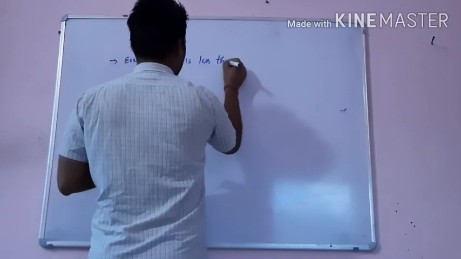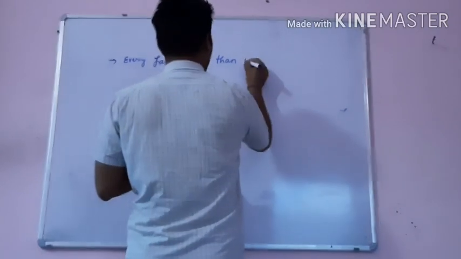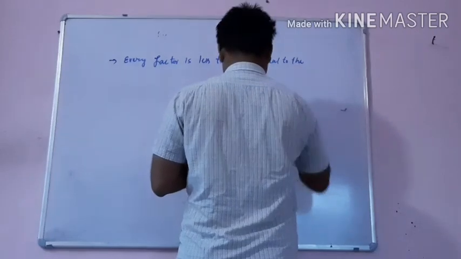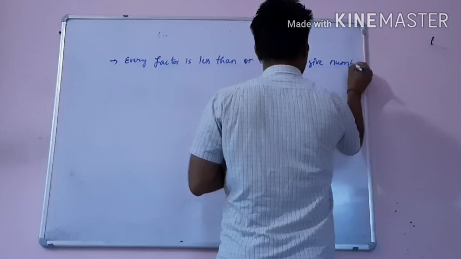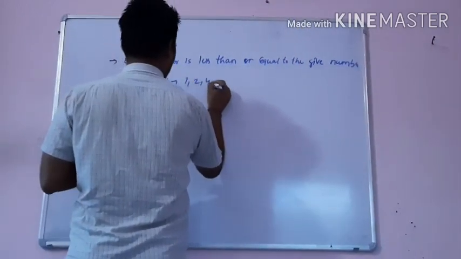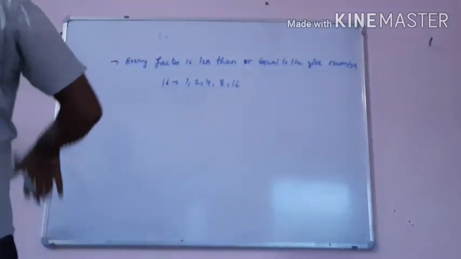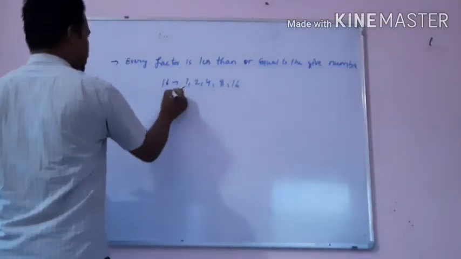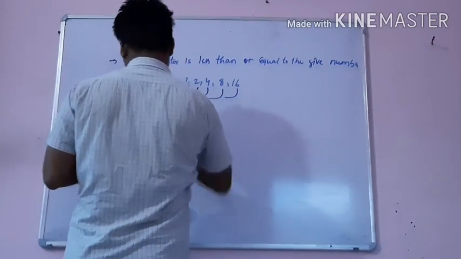Every factor is less than or equal to the given number. We have seen just now the factors of 16, that is 1, 2, 4, 8, 16. So the meaning of this statement is that the factor will be equal to or less than the number. So see, 1 is less than 16, 2 is less than 16, 4 is less than 16, 8 is less than 16, 16 is equal to 16.